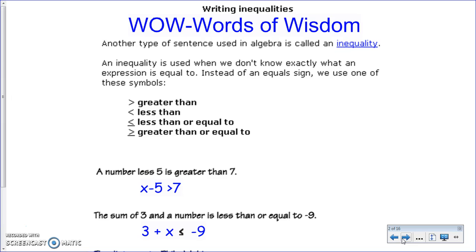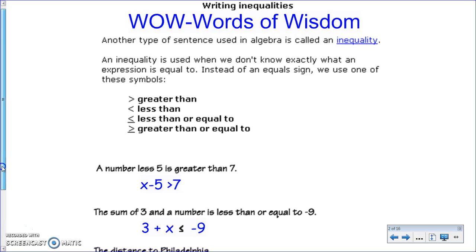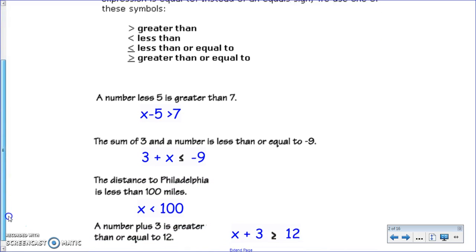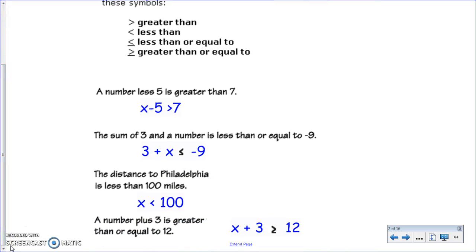So to write inequalities, you can see down here in the examples, a number less 5 is greater than 7. So that means any number, so we use a variable, we're using x in this case, minus 5, that's the less 5, is greater than 7. So x could be any number that makes that statement true.